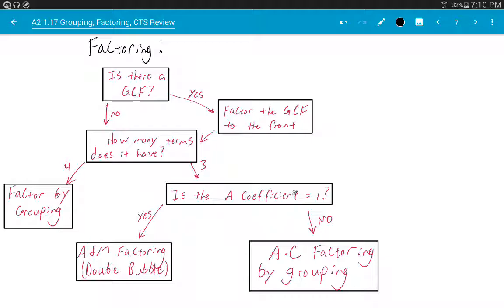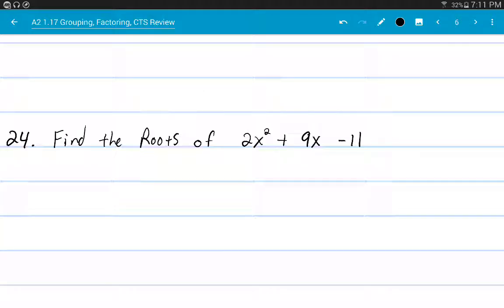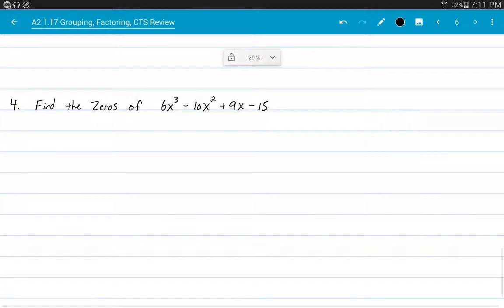If it's 3, you ask yourself if the A coefficient is equal to 1. What I mean by that is if you have an x squared, not a 3x squared. If the A coefficient is 1, then we can do A and M factoring, double bubble. If the A coefficient is not 1, then we need to use A times C factoring. That's factoring by grouping. So I'm going to go through one example of each type real quick, because these are all reviews of things that we've done already.